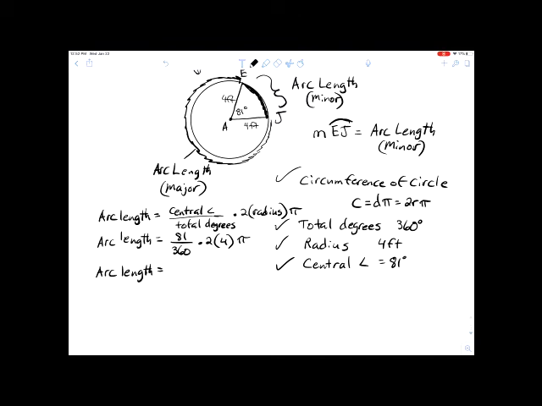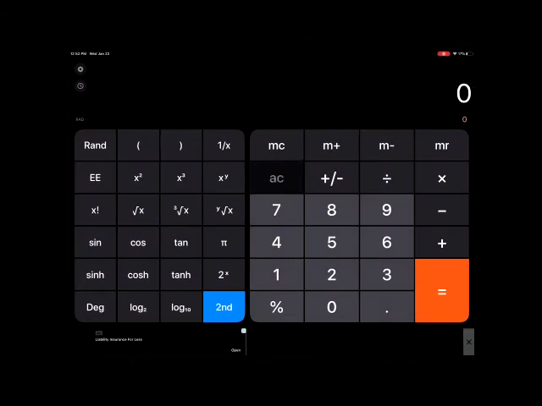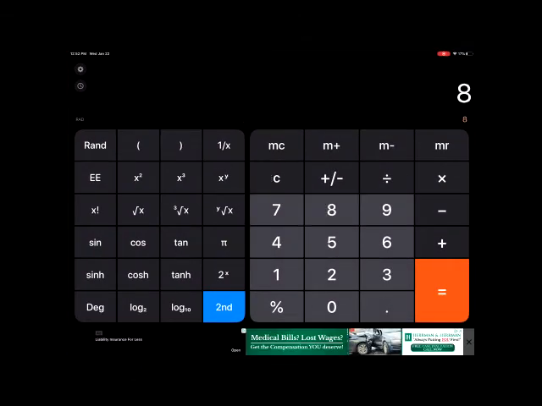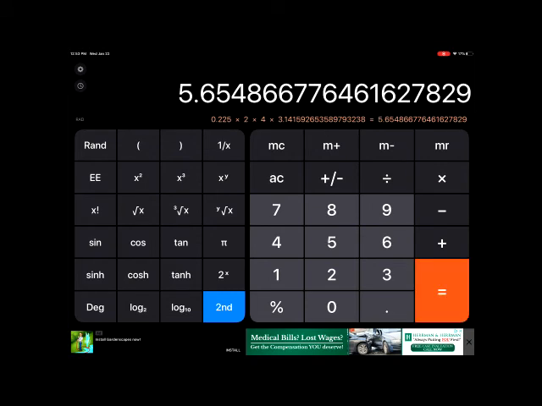So remember 81, remember 2, 4, and pi. And we're going to divide by 360. So let's look at the calculator. Let's clear out whatever was there. It was 81 degrees divided by how much? 360 degrees. And we find out what the answer is, and we're going to multiply it by 2, then the radius, then by pi. And when you click equals, it comes out to 5.65.